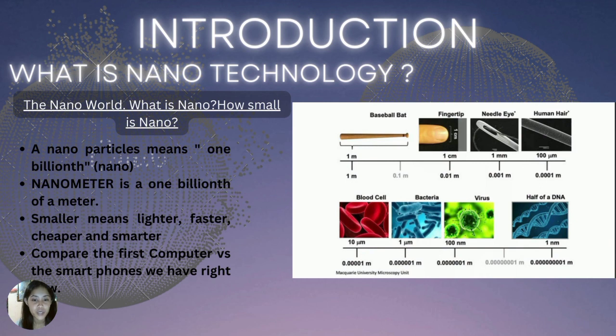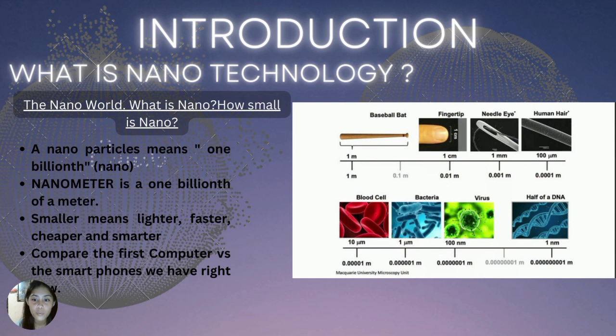This 1 centimeter divided into 10 again gives us the size of a needle eye, which is 1 millimeter. Then this 1 millimeter divided into 10 again gives us the human hair size, which is 100 micrometers. And we know that micro in physics is equivalent to 10 raised to the power of negative 6, so it's a very small value.